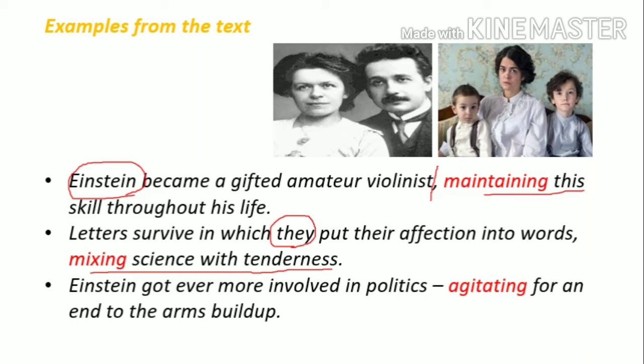Okay, Einstein got ever more involved in politics, agitating for an end to arms buildup. So, who agitated for an end to the buildup of weapons? It is Einstein. Agitating for an end to the arms buildup is the participle phrase here, because it starts with a present participle.